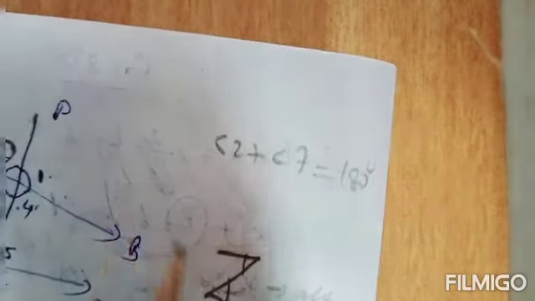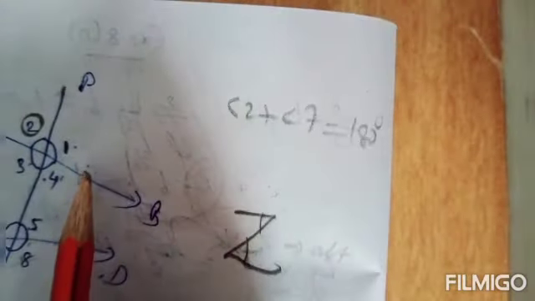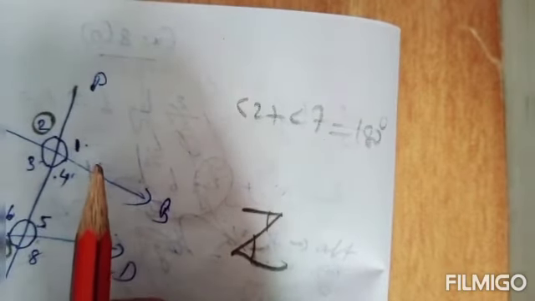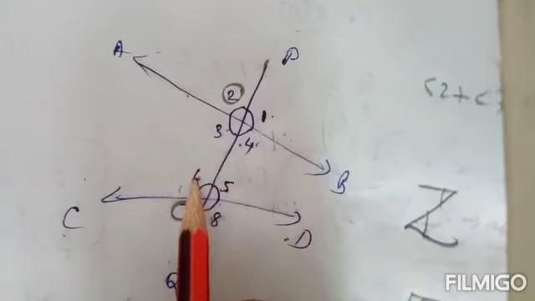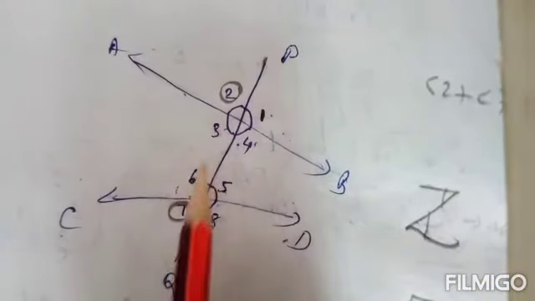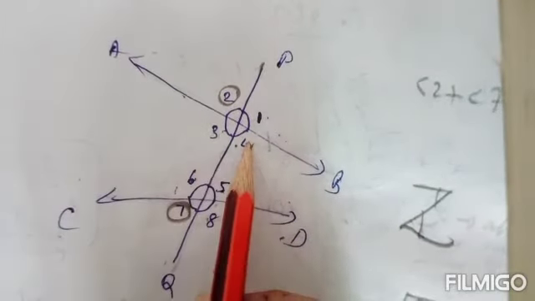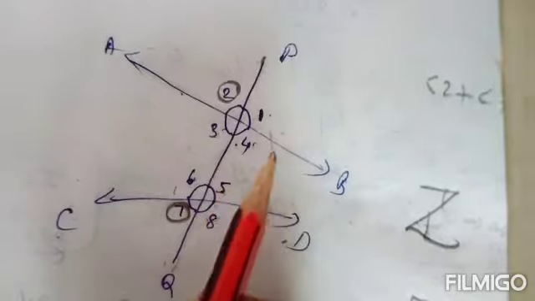Okay, if two parallel lines are cut by a transversal, co-interior angles are supplementary and exterior allied angles are supplementary. So co-interior angles, 3 and 6, one pair. So angle 3 plus angle 6 will be 180 degrees. Similarly, angle 4 plus angle 5 will be 180 degrees.